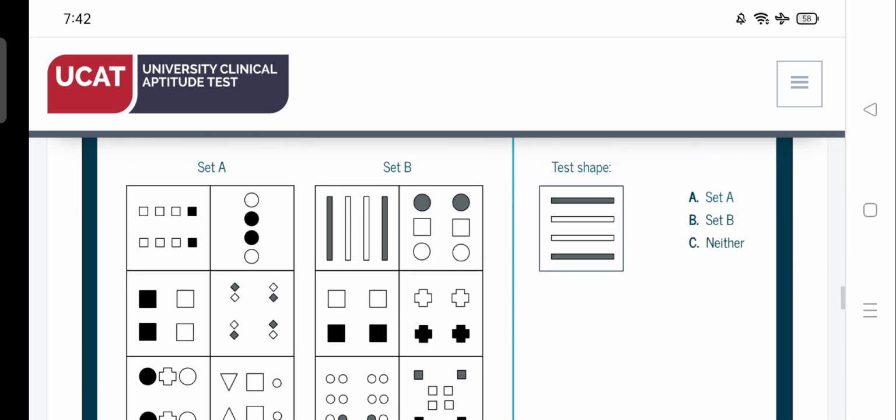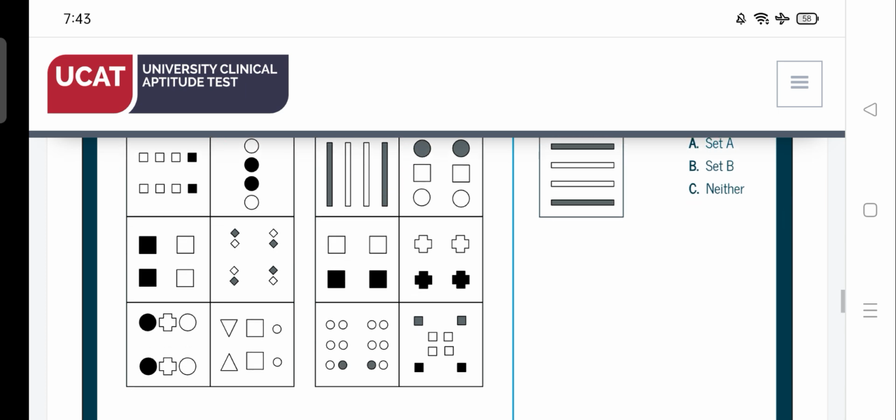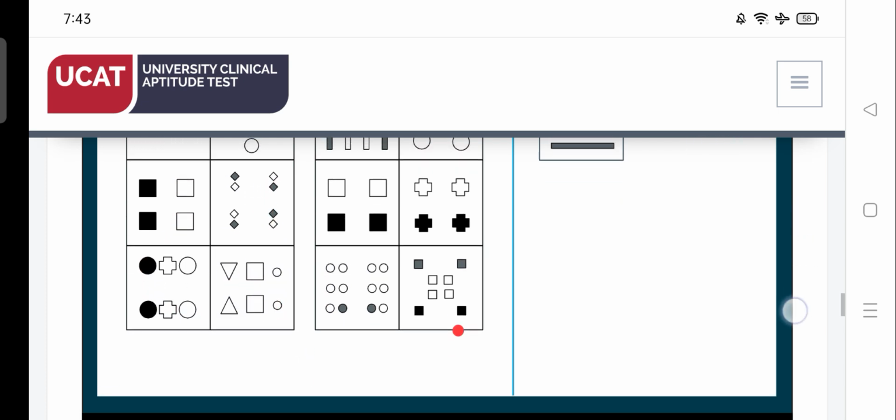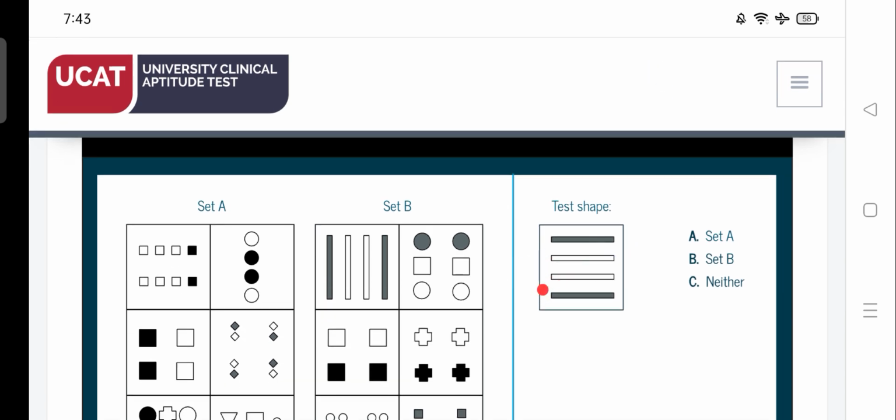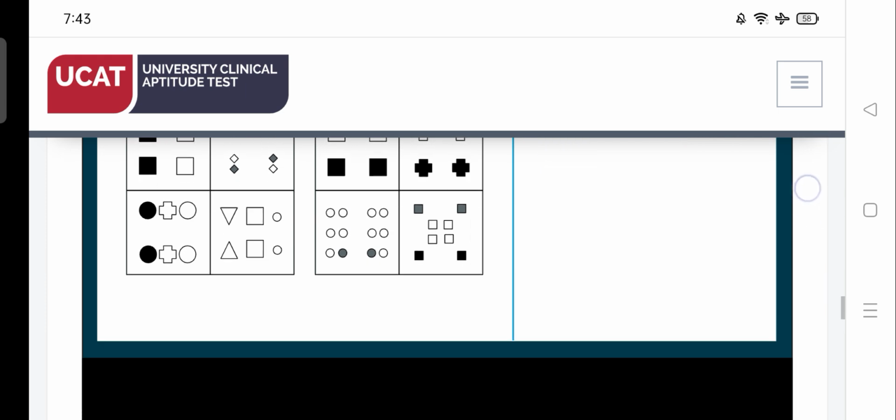Like this one is the set A, and then this one is the set B. Now you have to look at every shape, every set, and then here we have a question. This test shape is given, and the options we have are option A set A, option B set B, and option C neither. Now you have to decide which set this shape is connected to.